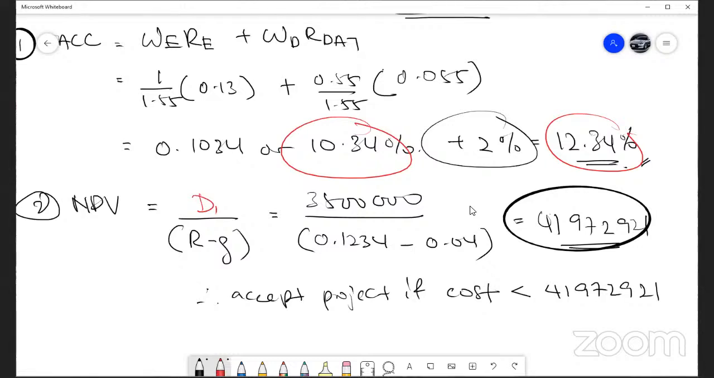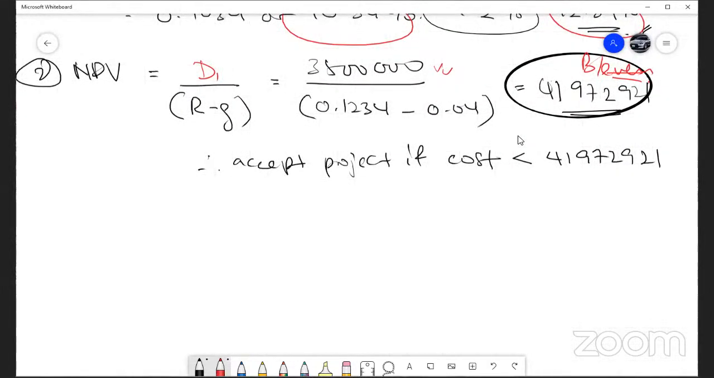So you want to count, if every year you're going to receive 3.5 million indefinitely, forever, never ending, what is the present value today? The present value is actually 41,972,921. So if you want to be profitable in this project, you will take over this project if the cost is less than this amount. So this is the break-even point. Can Fabian understand? Sure. So easy to understand.